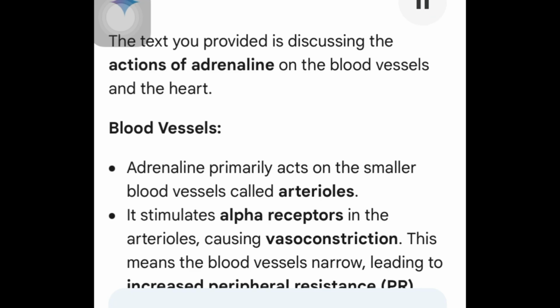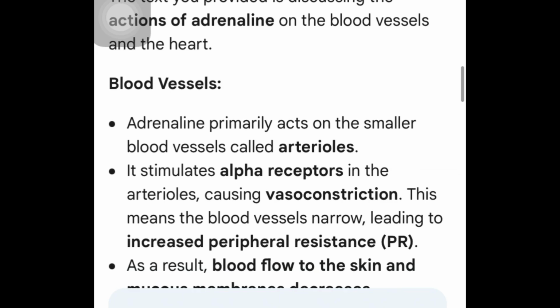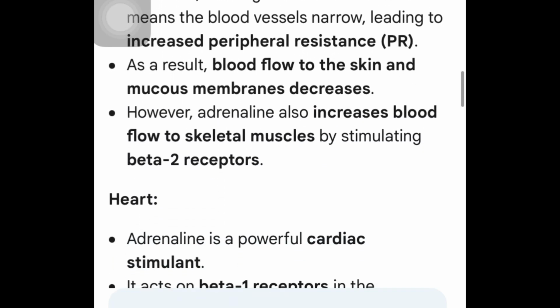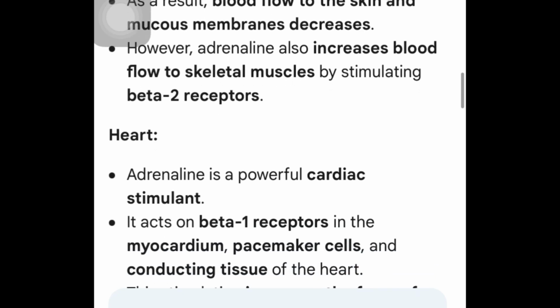Vessels. Adrenaline primarily acts on the smaller blood vessels called arterioles. It stimulates alpha receptors in the arterioles, causing vasoconstriction. This means the blood vessels narrow, leading to increased peripheral resistance, PR. As a result, blood flow to the skin and mucous membranes decreases. However, adrenaline also increases blood flow to skeletal muscles by stimulating beta-2 receptors.